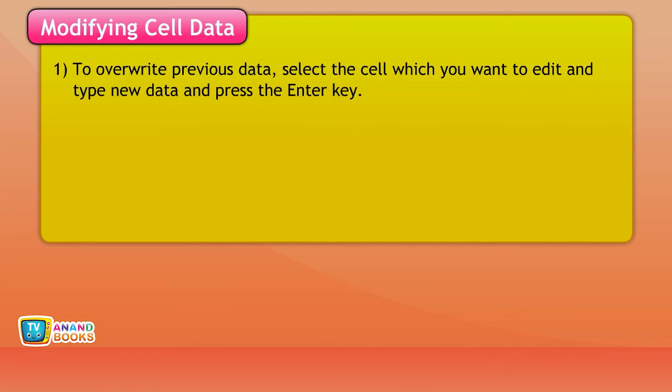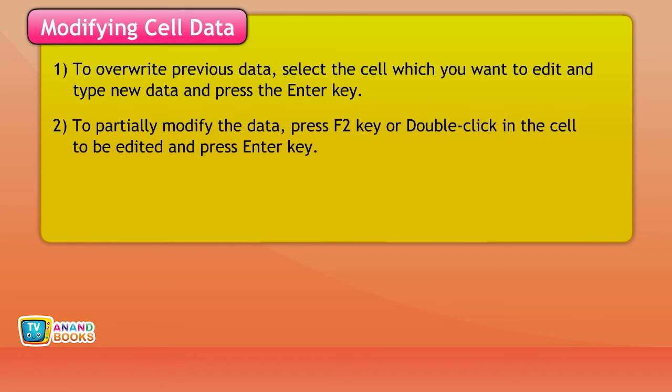Modifying cell data. 1. To override previous data, select the cell which you want to edit and type new data and press the Enter key. 2. To partially modify the data, press F2 key or double-click in the cell to be edited and press Enter key.